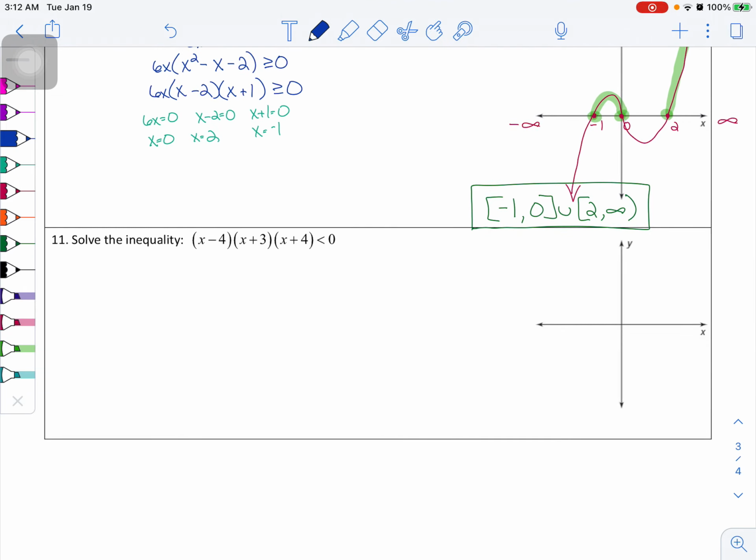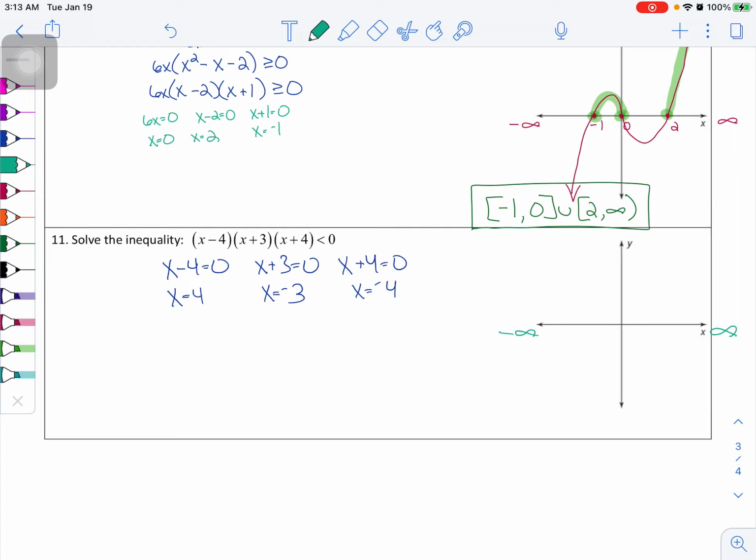Well, maybe we'll see if it's quick or not. Problem number 11, solve the inequality. Now, problem number 11 has conveniently already been factored for us, which is really nice. All we need to do is take the zeros, remember to find each factor, take each factor, set it equal to 0, and find our zeros. So x is equal to 4, x is equal to -3, x is equal to -4. Each one of those zeros is going to go on my x-axis. They're going to become my x-intercepts.